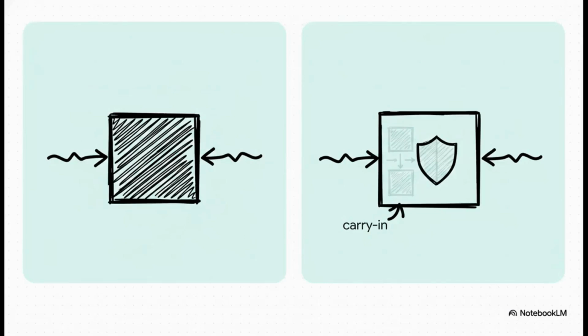Let's contrast the two foundational circuits here, the half adder and the full adder. The half adder takes 2 single bits, an A and a B, and it outputs a sum and a carry. Pretty cool, but notice its fatal limitation. It lacks a carry in. It literally cannot accept a carry from a previous addition.